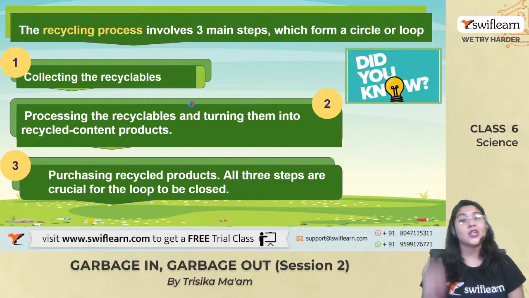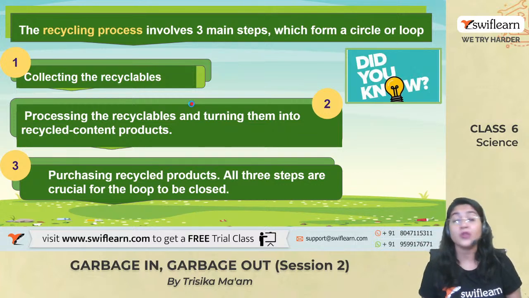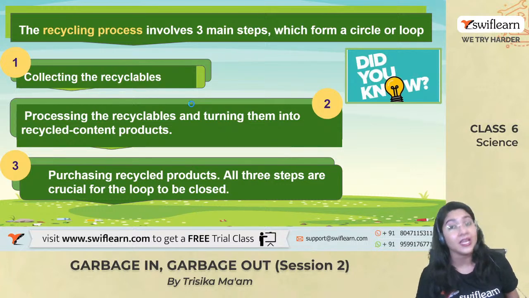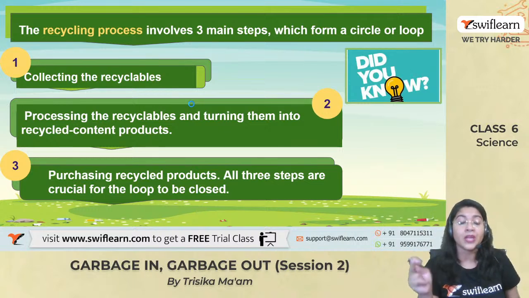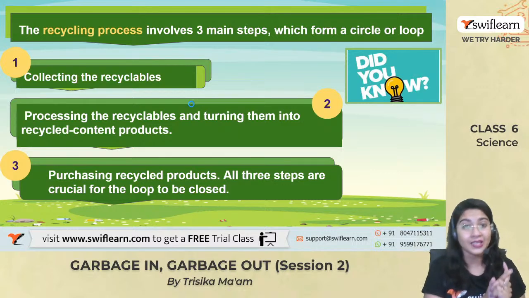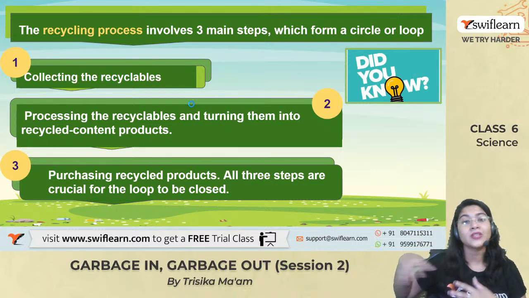Fine. So let us now find out what the three main processes or steps involved in the recycling process are. It will form a cycle or a loop, right? So what are the three main steps? First of all, collecting the recyclables. You have to collect all the recyclable items.